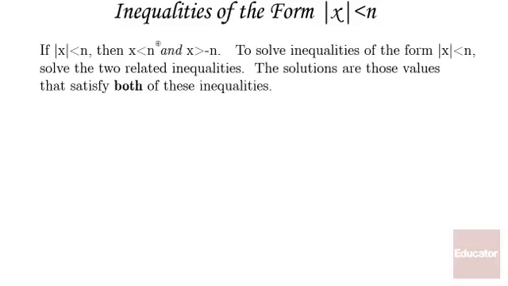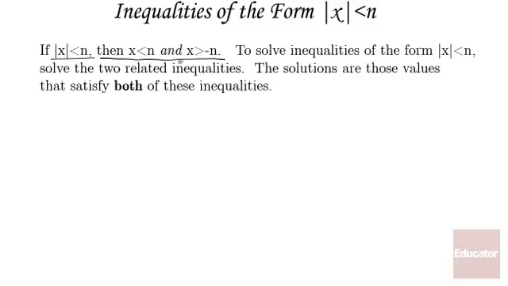Starting out with inequalities of the form the absolute value of x is less than n. What this means is that x is less than n and x is greater than negative n. In order to solve inequalities of this form, you need to solve these two related inequalities. The solution for this are values that satisfy both of these related inequalities.